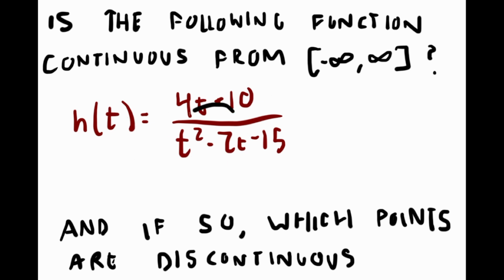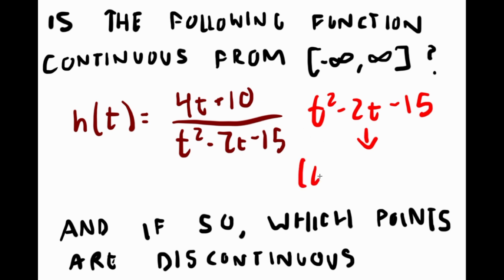All right, so let's go over it right now. So we already know that we need to take away the denominator in order to find which points it does not exist at. So we'll take this t squared minus 2t minus 15, and we can turn that into t minus 5 and t plus 3. Let's erase this.